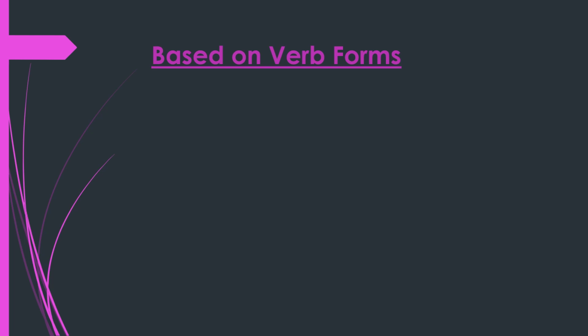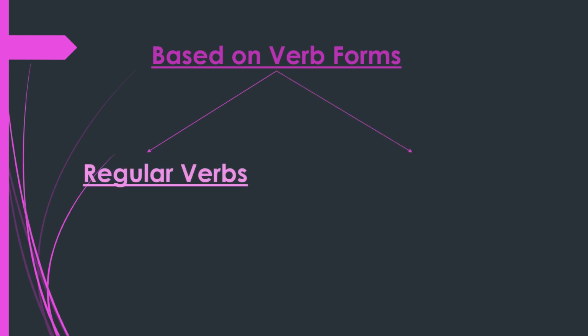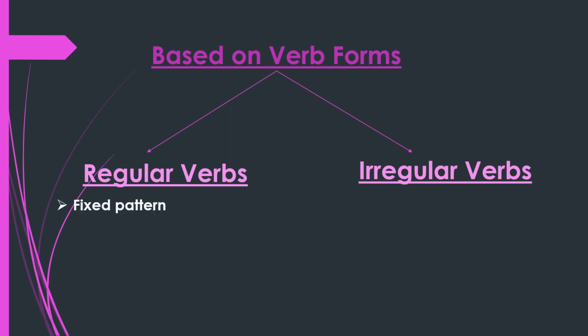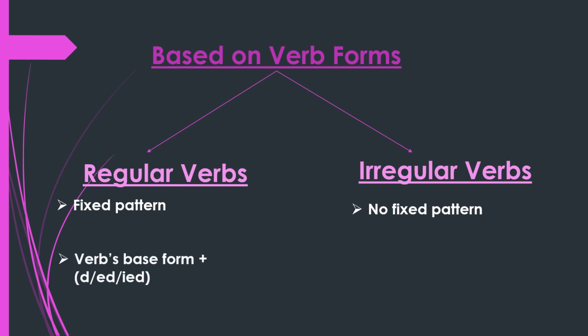First of all, let us understand what this means. Now, based on verb forms, there are two types of verbs, regular verbs and irregular verbs. Regular verbs are the verbs that change from present tense to past tense in a fixed pattern. Irregular verbs are verbs that have no fixed pattern. This fixed pattern means verbs base form plus we either add D or we add ed or we add ied to the base form of the verb. That gives us the simple past form of the verb.